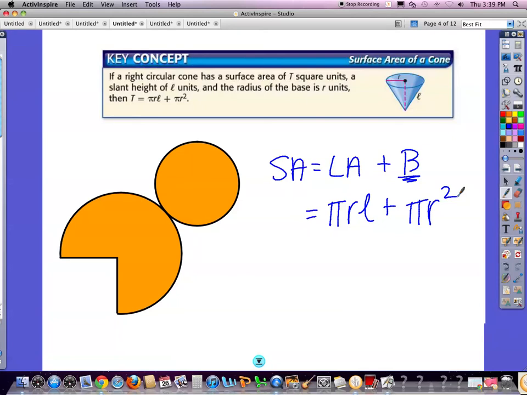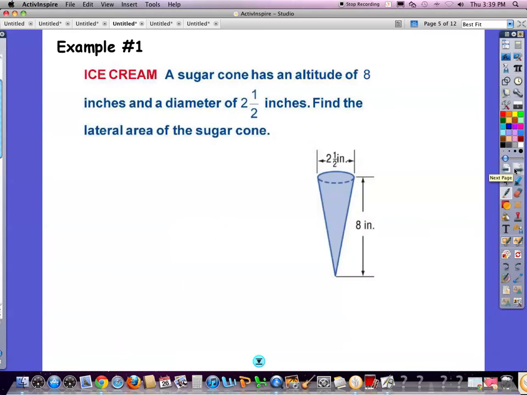All right, we're just going to keep moving ahead. I think we can do this in one video. Example number 1, a sugar cone has an altitude of 8 inches and a diameter of 2.5 inches. Find the lateral area of the sugar cone. Pi r L. All right, so let's find the radius. The radius is from here to here. And if the diameter is 2.5, then this has to be 1 1/4, or I'll probably put 1.25.